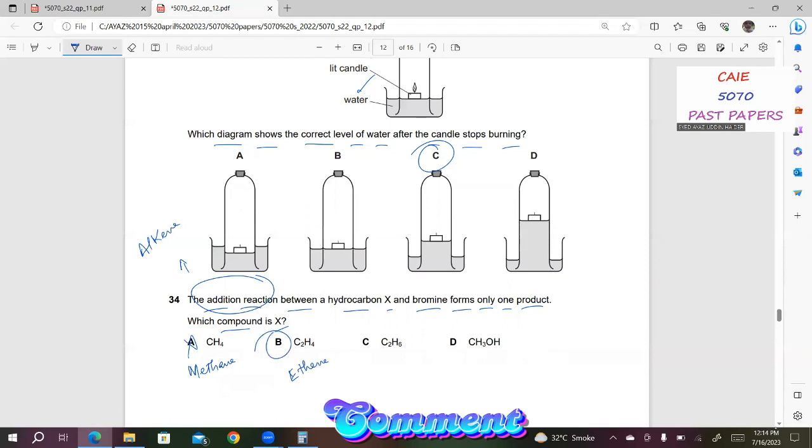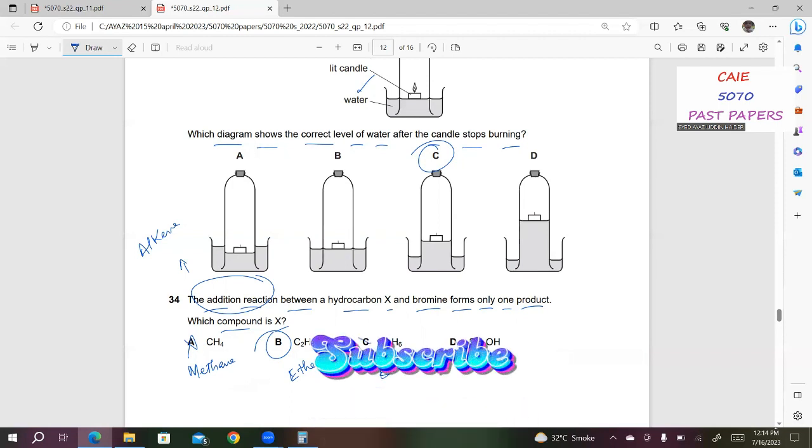What about C? C is C2H6. It is ethane. Again, alkane. So this is also wrong. D, CH3OH. It's methanol. It's also incorrect.